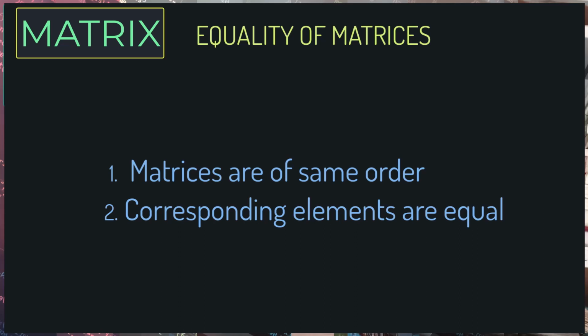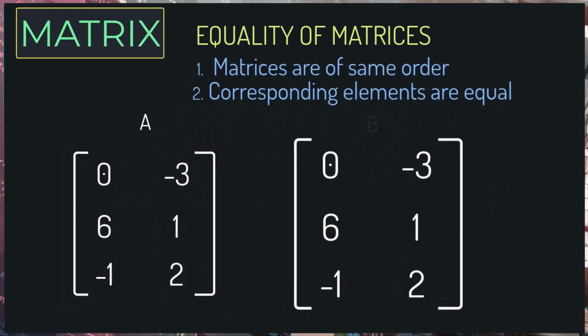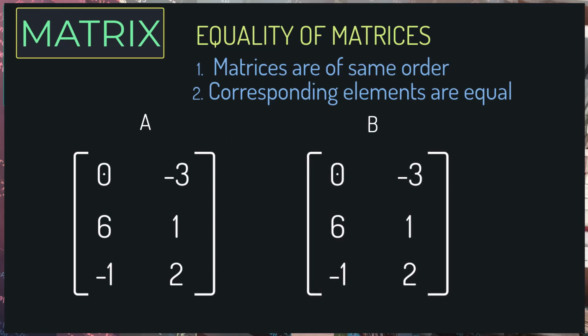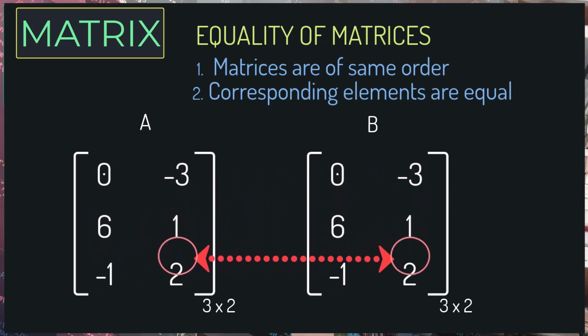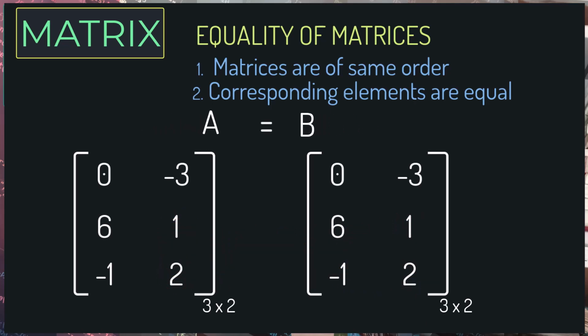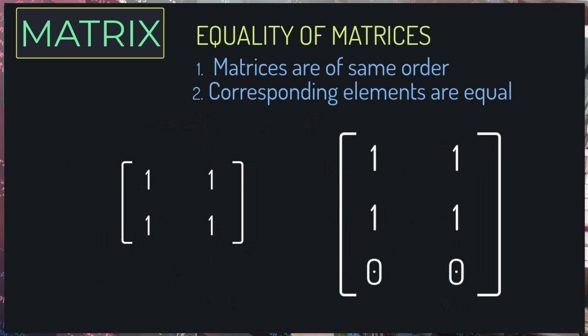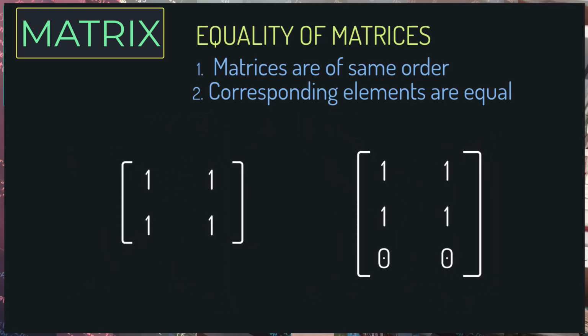For example, consider the two matrices A and B. Both have 3 rows and 2 columns. So they are of the same order, 3 by 2. Secondly, all the elements in the corresponding positions of both the matrices are equal. As they satisfy both the conditions, the matrices A and B are equal. Note that these two matrices are not equal even though all the non-zero entries are 1 for both the matrices. This is because they are not of the same order.